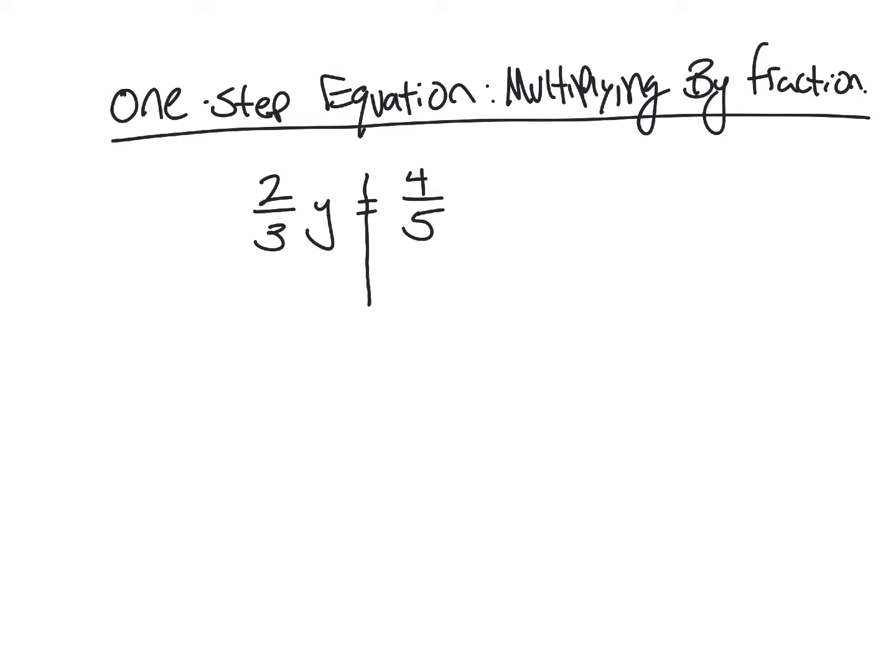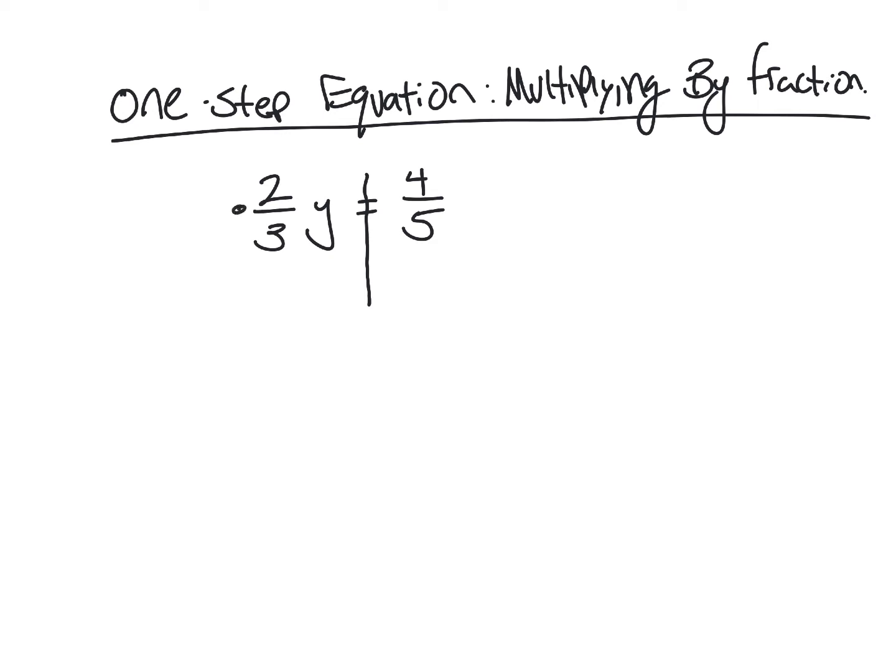Well, dividing by a fraction is the same thing as multiplying by the reciprocal of that fraction. So instead of showing that I'm going to divide by 2/3 on both sides, I'm actually just going to jump right to multiplying by the reciprocal, because the goal is to get the y by itself, and when we're multiplying, we want it to be 1 times y to move that fraction to the other side. And so multiplying 2/3 times its reciprocal will give us 1.